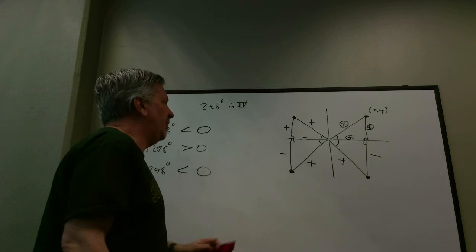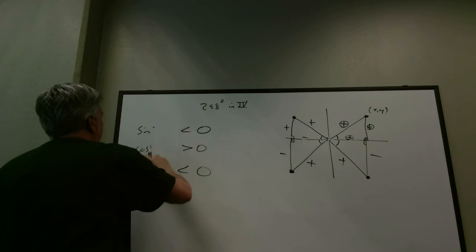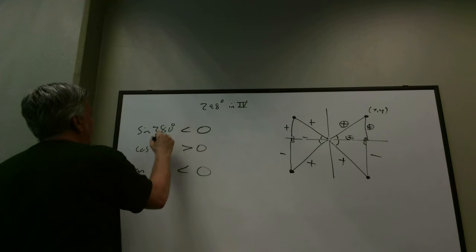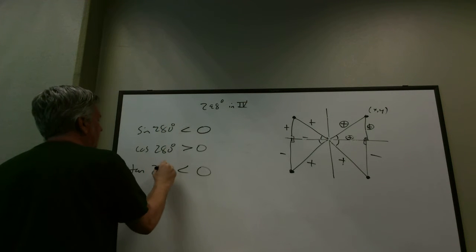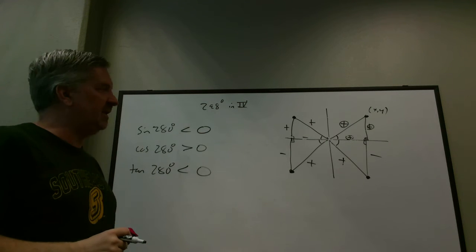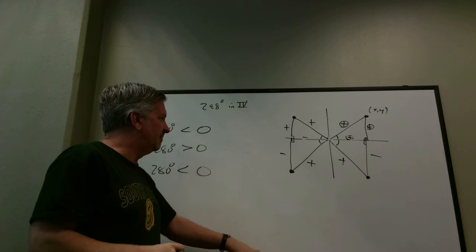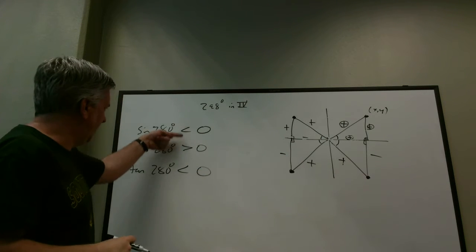What if I change the problem to 200? What if I change the problem to 280 degrees? How would that change the solution? Well, where's 280 degrees? 280 degrees is also in the fourth quadrant, so the solution wouldn't change at all. Right? Any angle in the fourth quadrant would have these same answers.